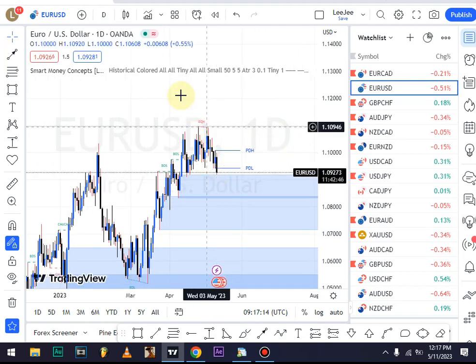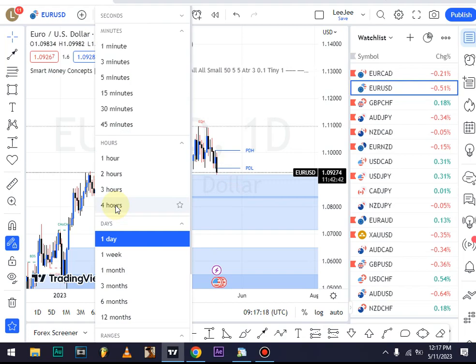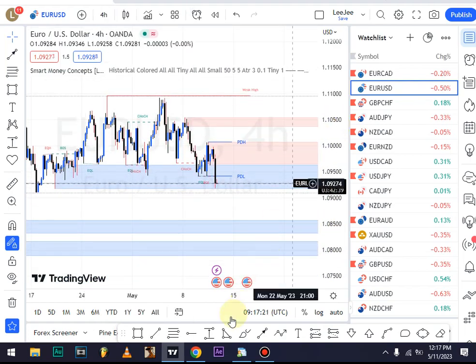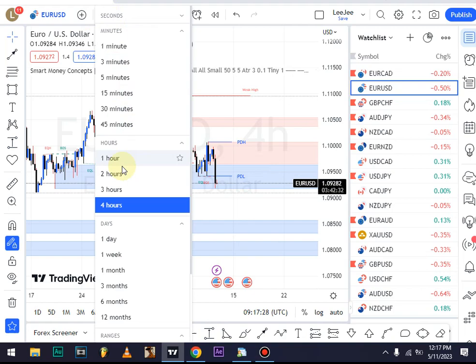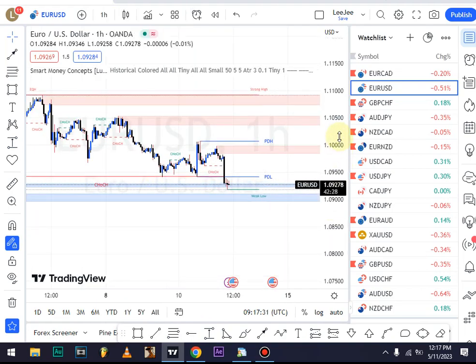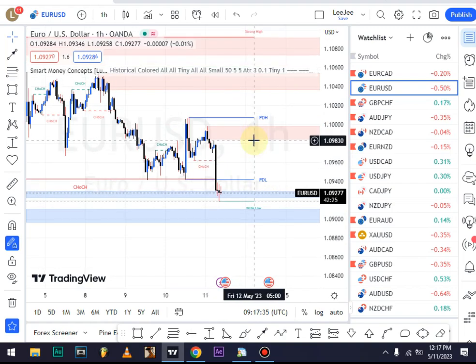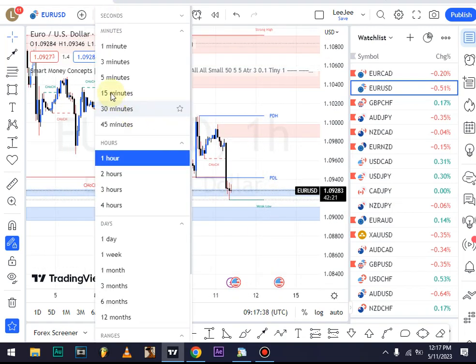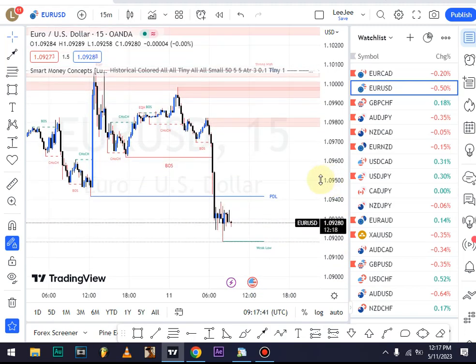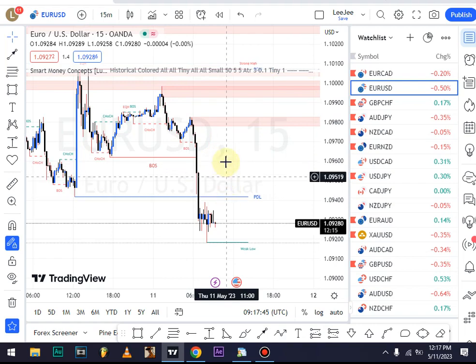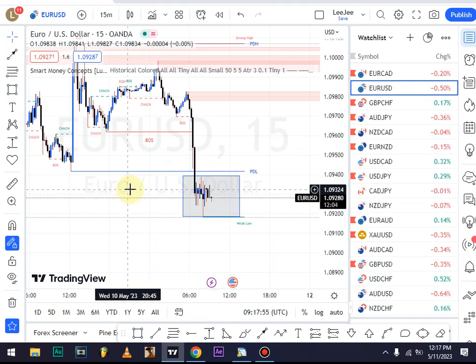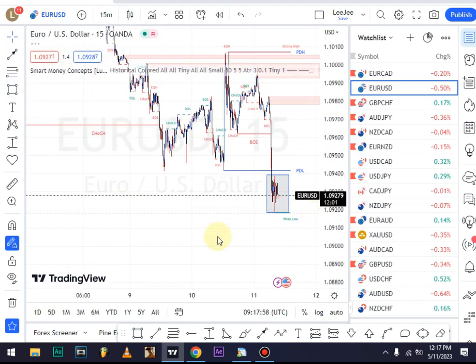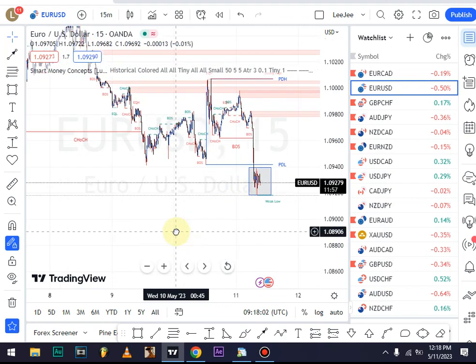So that was broken, no problem. Those are rejections, of course, at the hourly time frame. Let me see what's happening at the 15 minute time frame. Okay, nothing has given us an indication that it's time for price to go down, nothing much. So we still have not seen any confirmation before taking that sell entry. Nope.